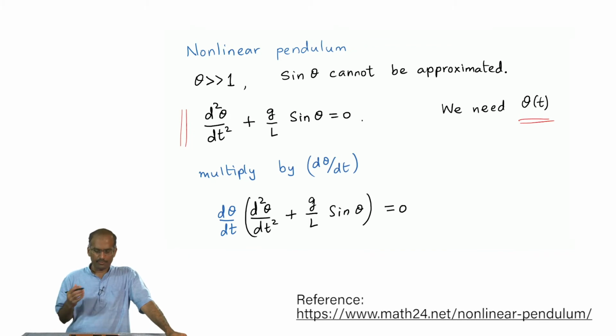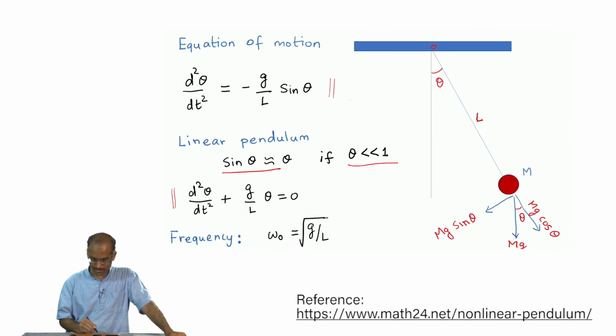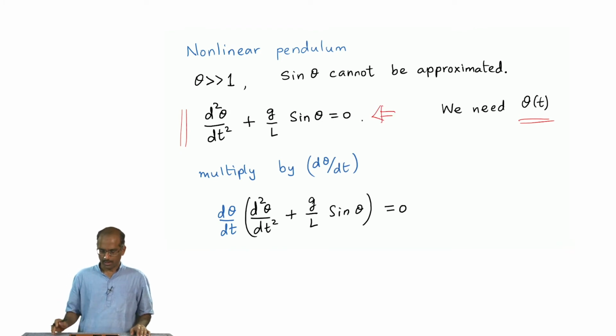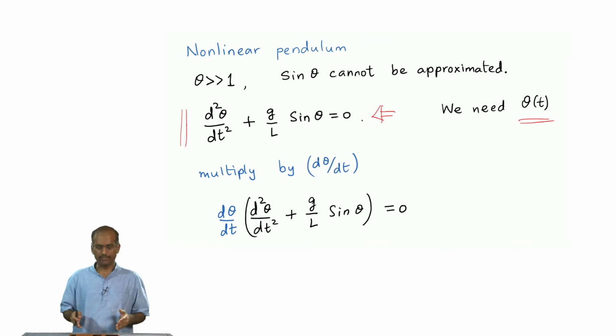But more importantly, we want to find out the time period, even that is going to tell us quite a bit about the nature of the system itself. So, let us keep in mind that this omega 0 is root of g by L. In particular, keep in mind that the time period is also going to be a function of g and L, and both are constants. So, now to solve this, what I need to do is to go to this equation of motion, multiply throughout by d theta by dt. So, that is what I have done in the next line here. So, I simply multiplied the equation of motion by d theta by dt.